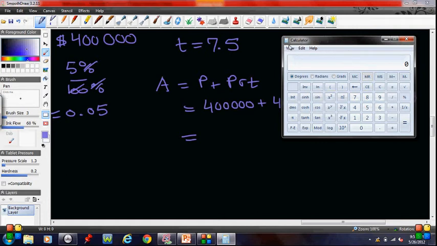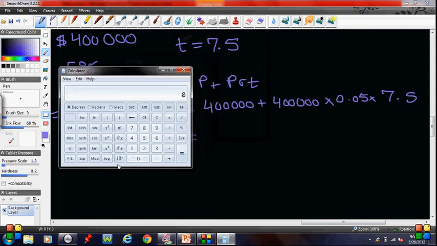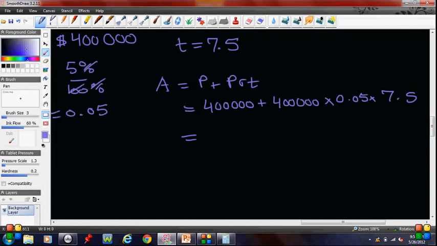Okay, so now let's do this on a handy dandy calculator, as my partner often says. Okay, so we have 400,000 times 0.05 times 7.5. And we get 150,000. Now let's add that to 400,000. And we get $550,000. Okay, so let's write that down.